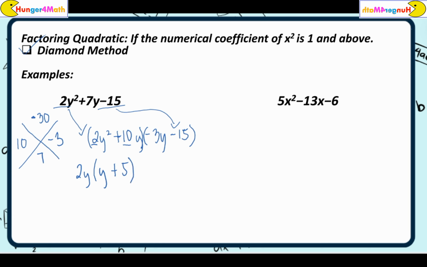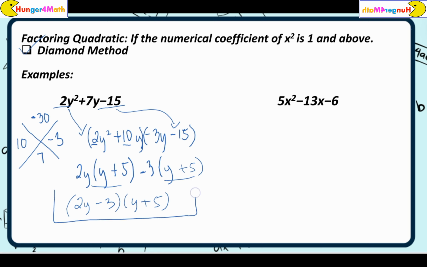Next we have negative 3y and minus 15. So the GCF of negative 3 and negative 15 is negative 3. Then let's divide. Negative 3y divided by negative 3 is y. Then negative 15 divided by negative 3 is positive 5. Then we're going to put together, or the common factor will be 2y minus 3. And we're just going to copy one of this, y plus 5. So y plus 5. So this will be our answer.